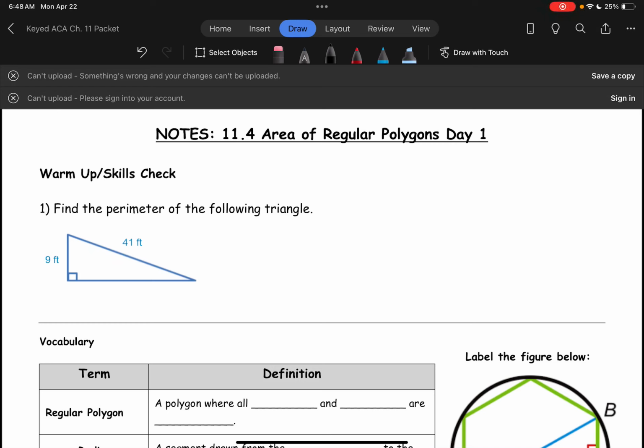All right, guys, so today we're going to be looking at notes for 11.4. 11.4 is going to be split up into 2 different days, so we'll be looking at day 1 today. Okay, for the warm-up / skills check, I encourage you guys to pause the video and try this one on your own.